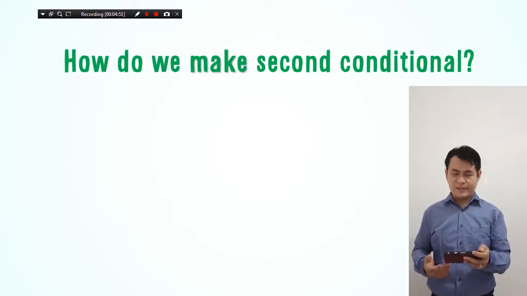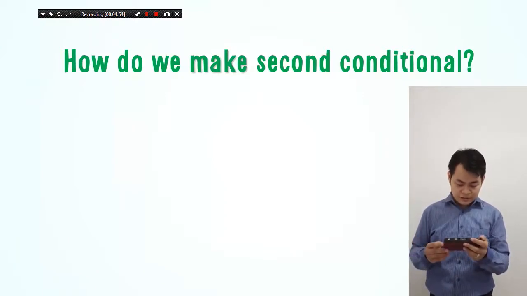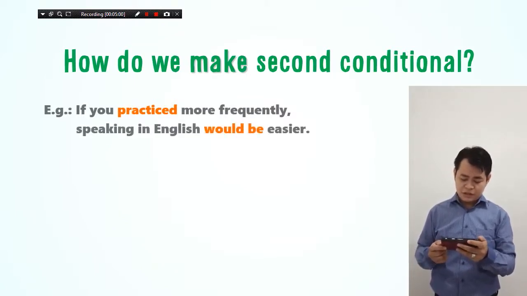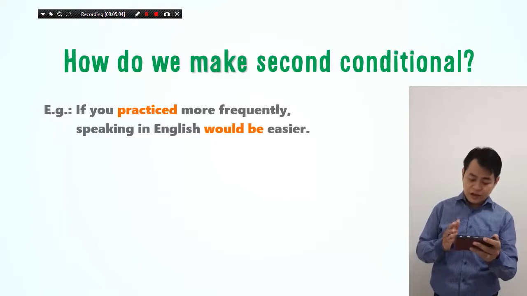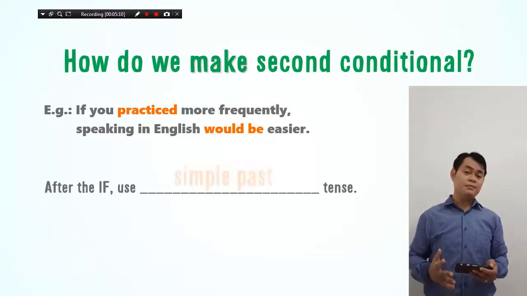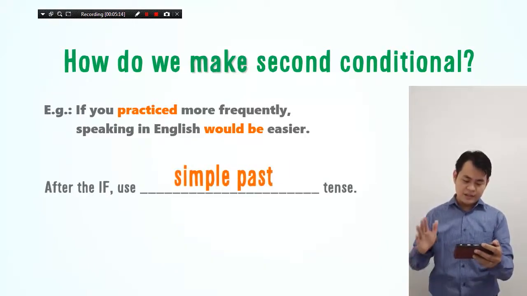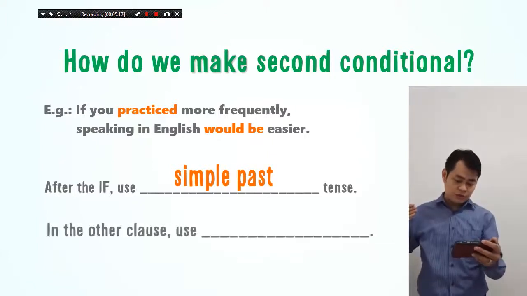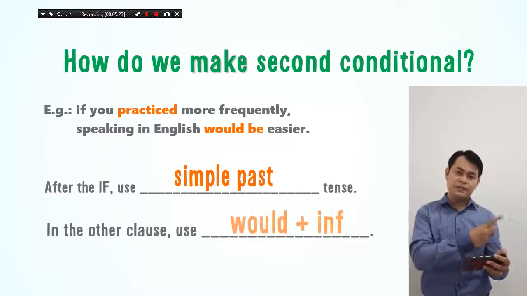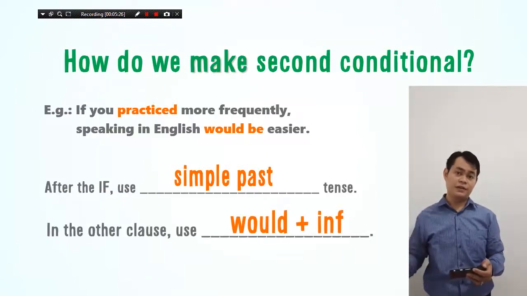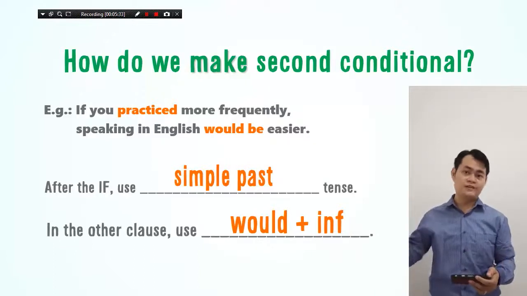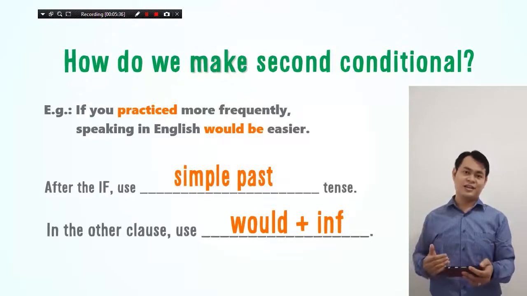How do we make the second conditional? You can see the example, and we can read together: If you practiced more frequently, speaking in English would be easier. After the if, what kind of tense are we using? Yes, simple past. So we use simple past in the first clause, and in the next one we use would plus the infinitive, for example would be or other infinitives. So the first clause is simple past, and the second is would plus infinitive. That's the structure of the second conditional. Okay, the next slide.